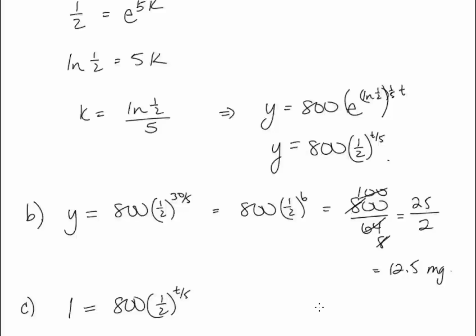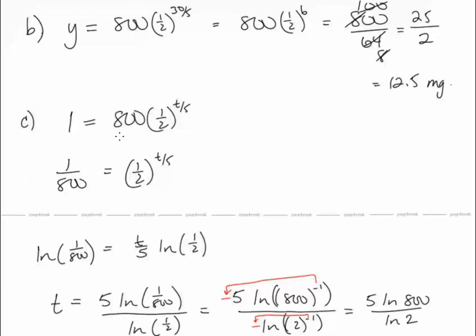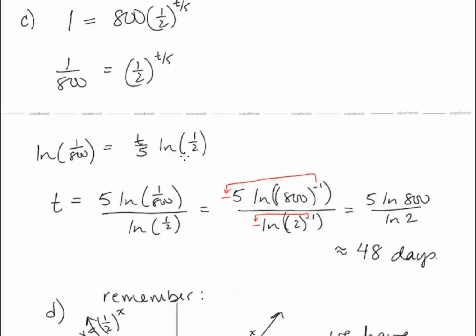And part C asks when the mass is reduced to 1 milligram. So that's find the time for which the mass is equal to 1 milligram. So we set y equal to 1 here, and we find the corresponding t. So we need to solve for t here. We divide by 800, then apply natural logs, and then solve for t. So we're here.